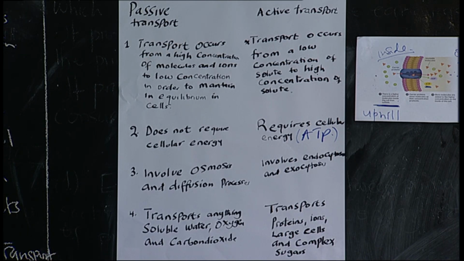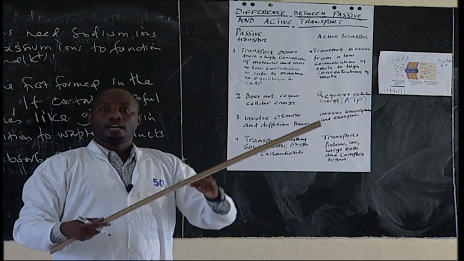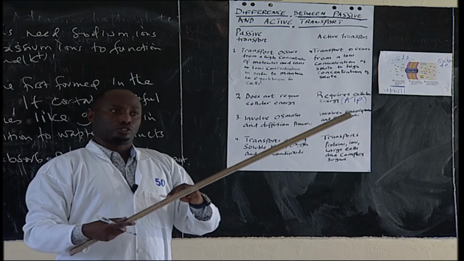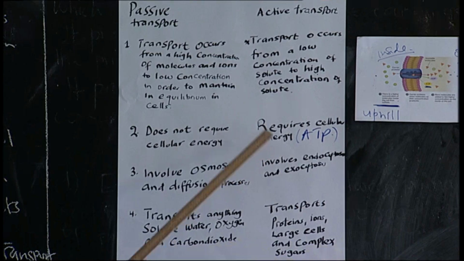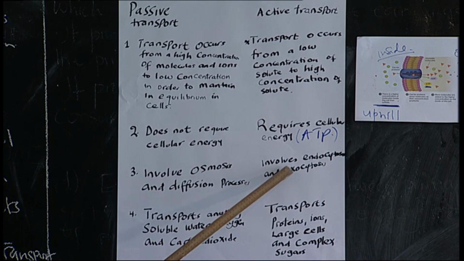Take an example: we can have some waste products in our body that need to be eliminated from our body. It is done by means of exocytosis. We can also have some useful substances found outside the body that need to be taken inside, and that is done by means of endocytosis, all right? So active transport involves endocytosis and exocytosis.